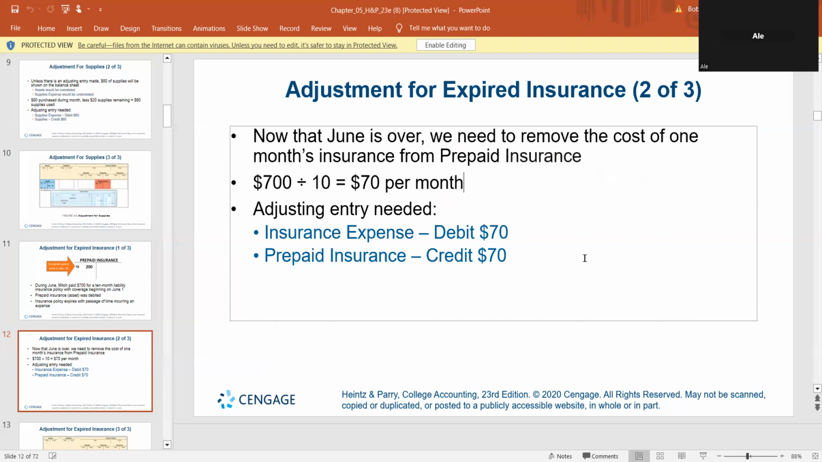Okay. Another way to look at these types of adjustments, we're taking this asset and we're expensing it over time by the month. We're going to make this same entry for the next 6 months, next 9 months, whatever, until we get rid of that $700 in the asset. Okay.